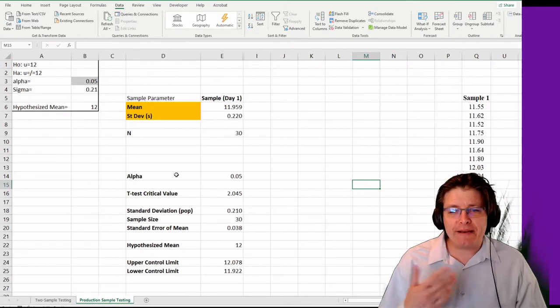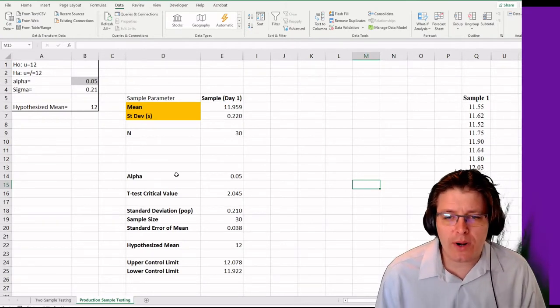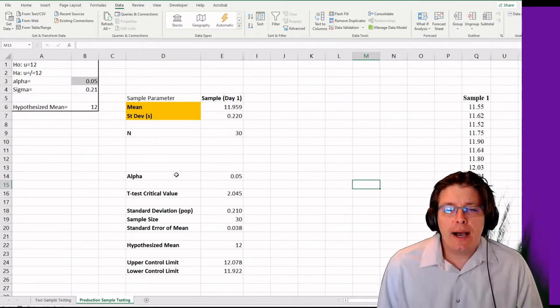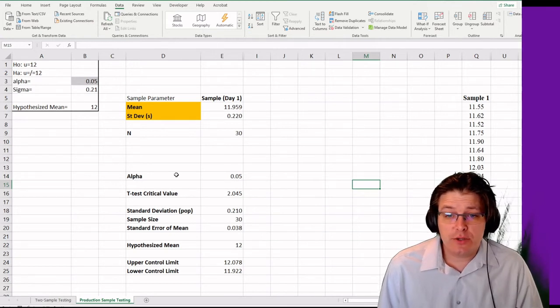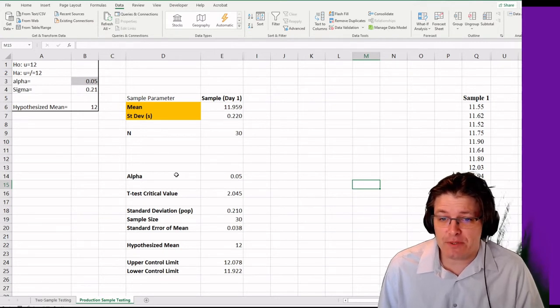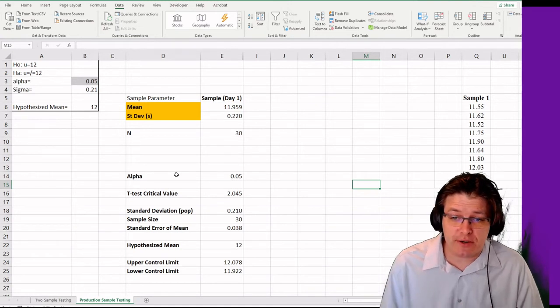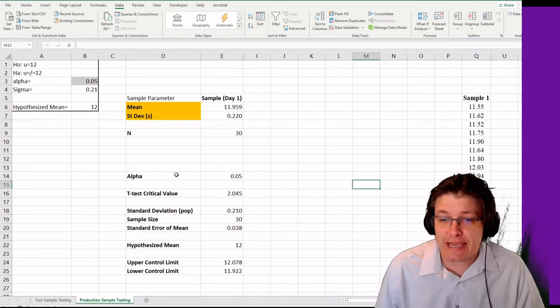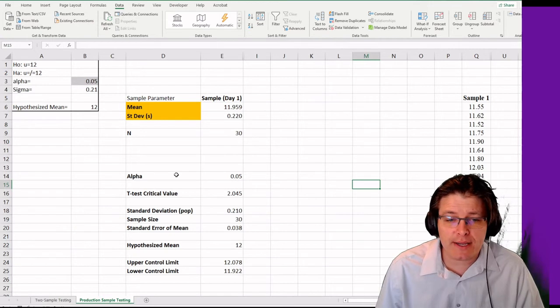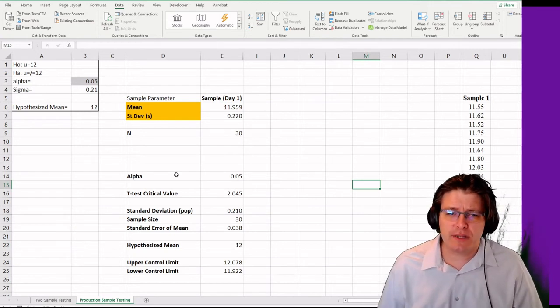So what I want to walk through is how we can use Excel to speed up our verification process, or our testing of samples. Maybe in this case in a production process or an assembly line where we're going to sample some of our product, but this can be a broader context.